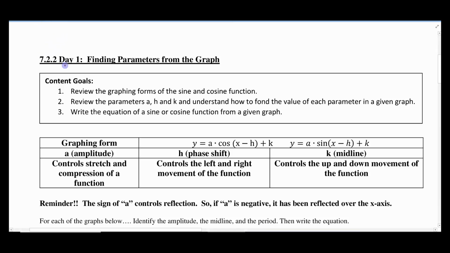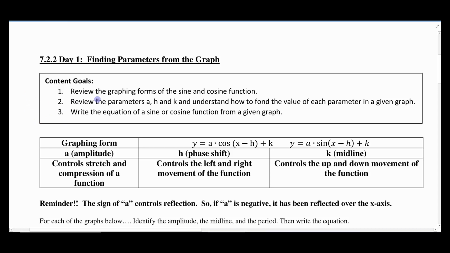Today we're going to be talking about finding parameters of trig functions from their graphs. When we talk about those parameters, we're talking about essentially A, H, and K, the amplitude, the phase shift, and the midline of our trig functions just by looking at the graph. So we're really going to dig into those graphs today.